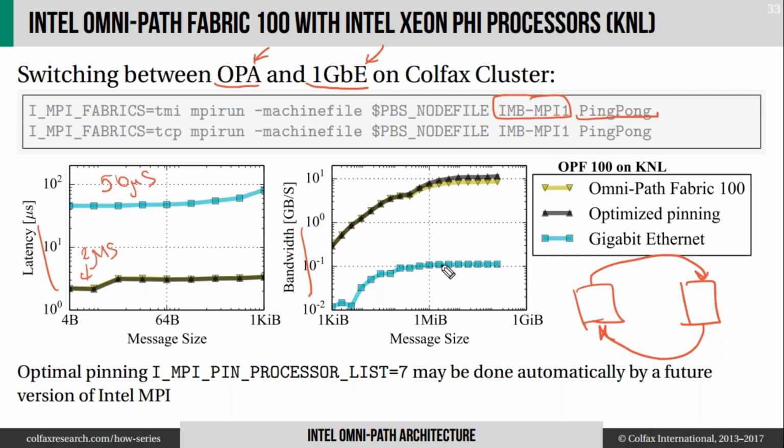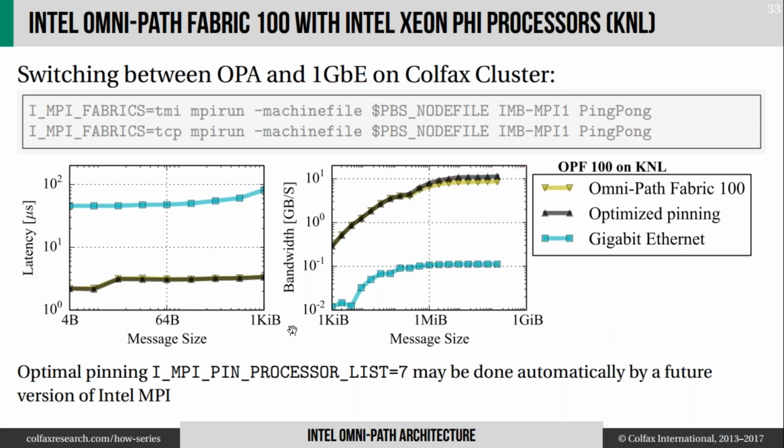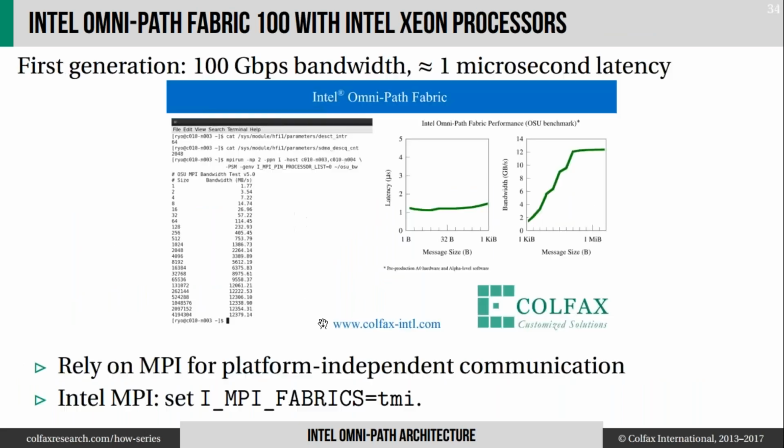Bandwidth. Well, 1 gig Ethernet gives you 1 gigabit per second. 100 gig OmniPath gives you 100 gigabit per second, which amounts to roughly 12 gigabytes per second. So these are the typical levels of performance that you can expect. Here is data with Xeons, the same bandwidth and lower latencies.